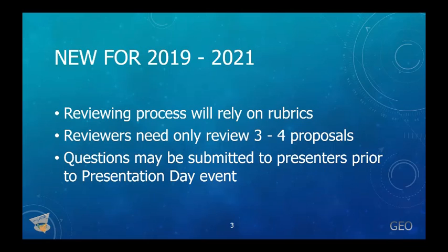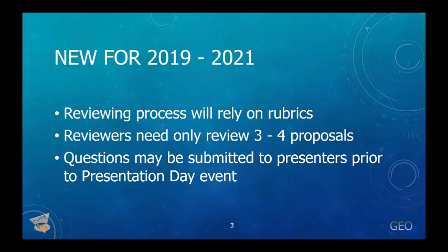So let's start with some of the new things that have come into play for this biennium. First, the reviewing process will rely on rubrics. The rubrics will be used to calculate quantitative scores of each of the proposals, and this will allow us to do a more objective review of the proposals. This may seem like a little bit of an increase in the workload, but that will be offset by the fact that reviewers need only to review 3 or 4 proposals, as opposed to the whole collection of proposals submitted.